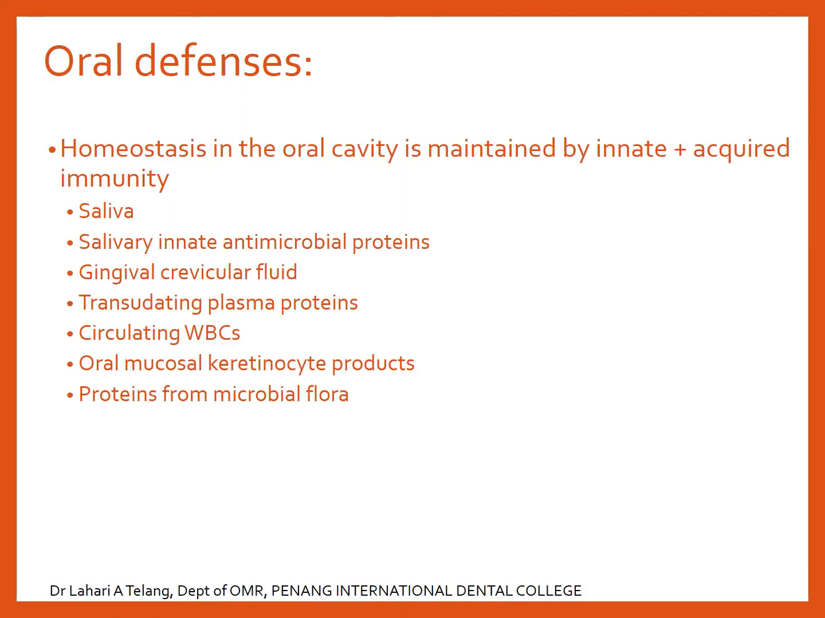When we're talking about immunity, it's also important to talk about oral defenses. Homeostasis is the method in which balance is maintained in the oral cavity. It is due to innate as well as acquired immunity. The most important components which help in the defense mechanism in the oral cavity are saliva, salivary innate antimicrobial proteins, gingival crevicular fluid, transudating plasma proteins, circulating WBCs, oral mucosal keratinocytic products, as well as proteins from microbial flora. All of these put together maintain the homeostasis in the oral cavity.